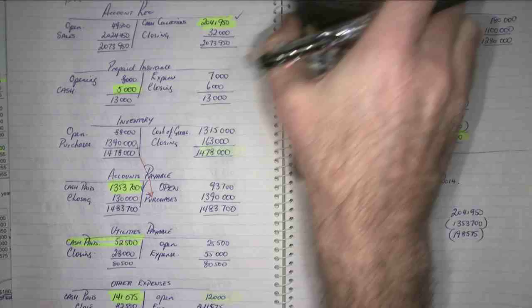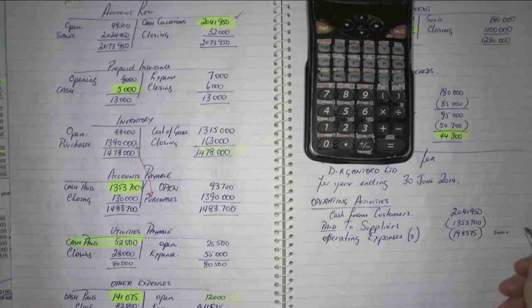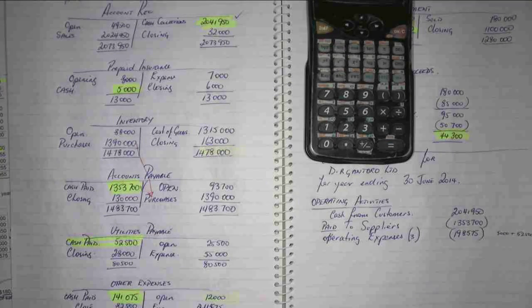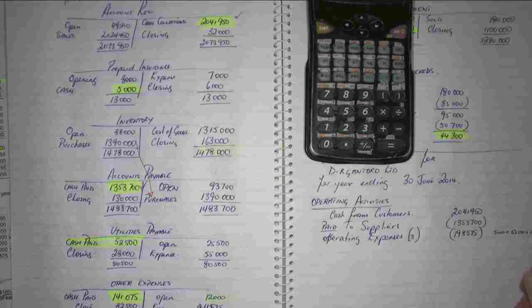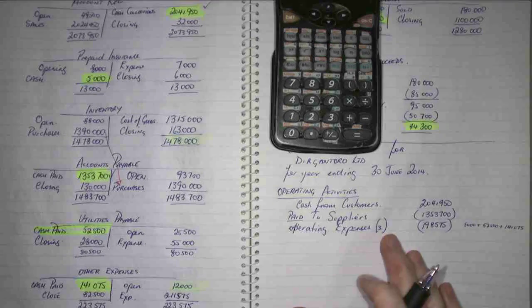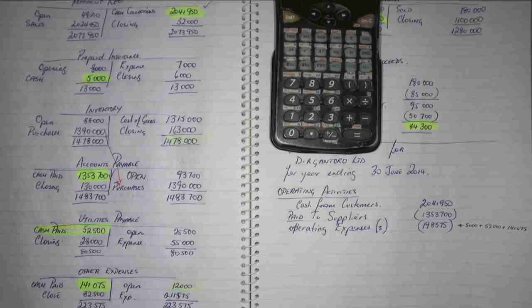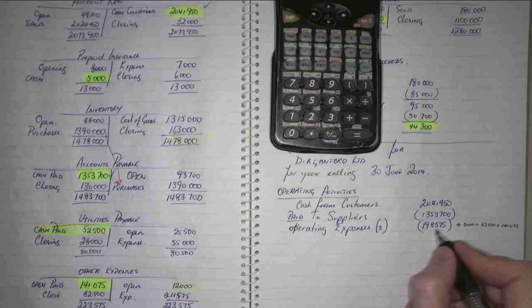And you don't have to do this, but just so you know when you're watching this back later, it's made up of 5,000 plus 52,500 plus 141,000. Oops, and that's right off the page. Okay? Now there's no other items I need to include in there.